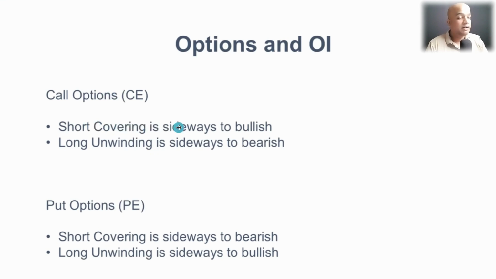So short covering is sideways to bullish. When I say short covering in CE, price is going up and OI is going down. That is short covering, if you recall my example with futures. Similarly, long unwinding: price is going down and OI is also going down. So long unwinding in CE is sideways to bearish. Similarly, in put option, short covering is sideways to bearish and long unwinding is sideways to bullish.